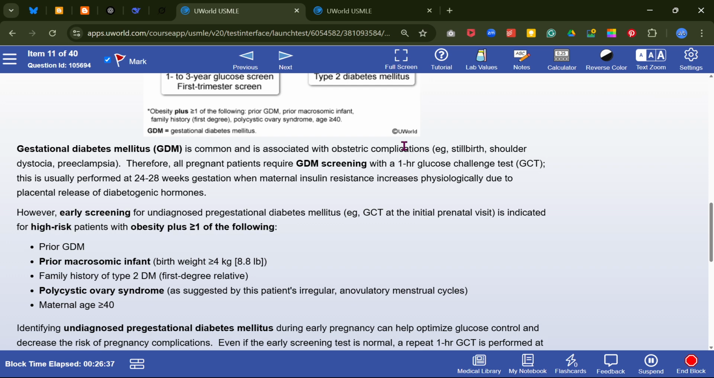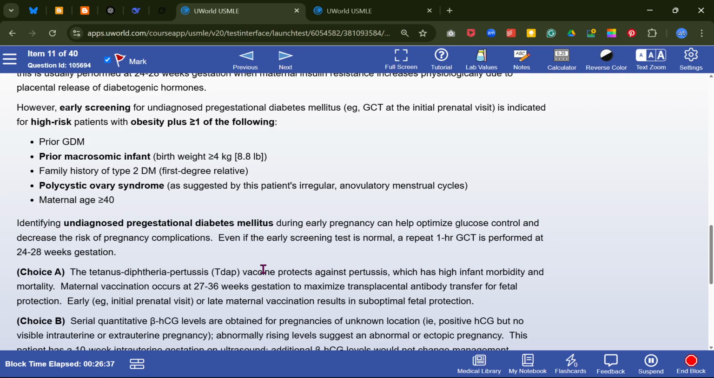early screening for undiagnosed pre-gestational diabetes mellitus (GCT) at the initial prenatal visit is indicated for high-risk patients with obesity plus one of the following: prior GDM, prior macrosomic infant birth weight more than 4 kg, prior history of type 2 diabetes mellitus, first degree relative, polycystic ovarian syndrome as suggested by the patient's irregular anovulatory menstrual cycle, and maternal age more than 40.